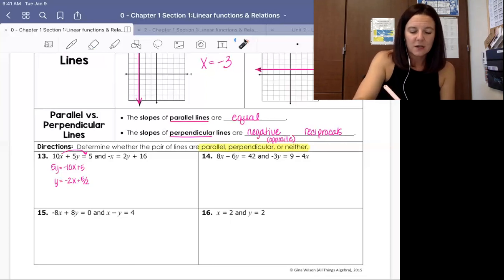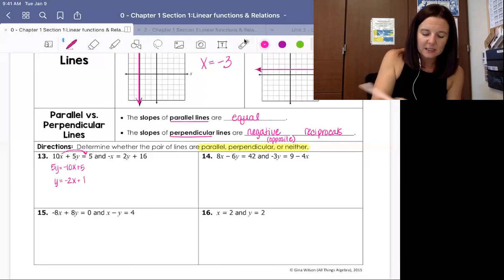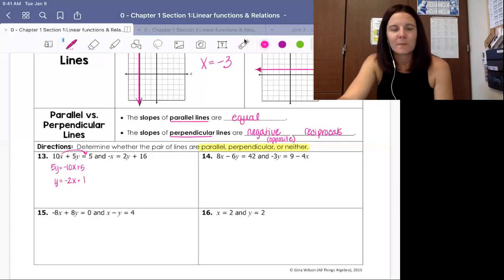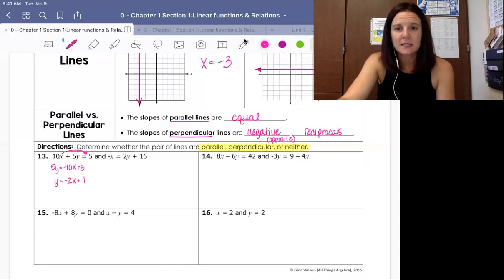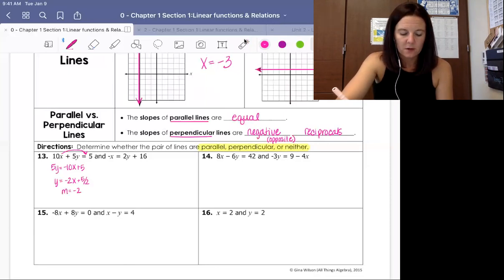But here's the deal. That mistake that I made right here doesn't really matter because we're not even going to look at the y-intercept. We're looking only at the slope, okay? So the slope is negative 2.